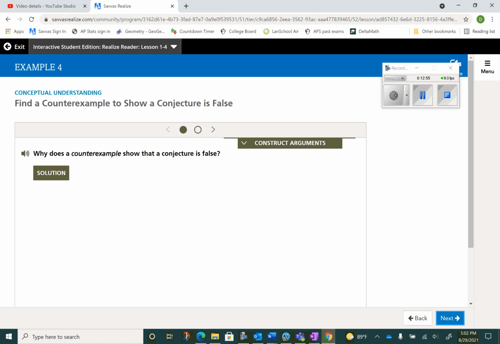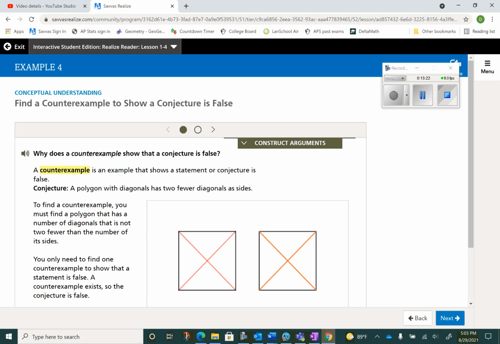Now, this has been done time and time again with so many different things in mathematics. When we find a conjecture that is true 100% of the time, that becomes a theorem. Okay? It's really hard to prove that a theorem is true. To show that a conjecture is false, that's really easy. We just need one counterexample.